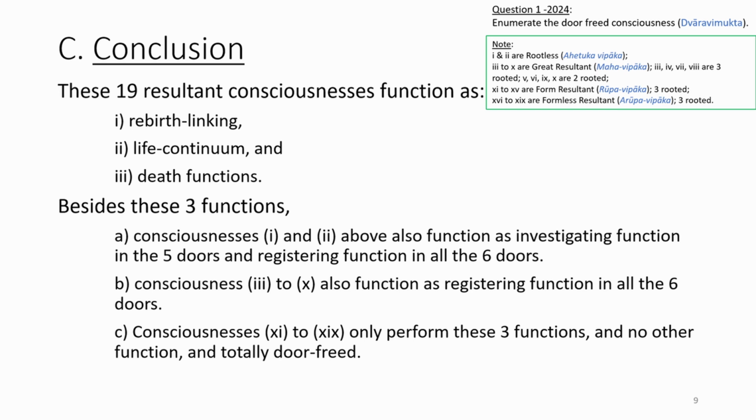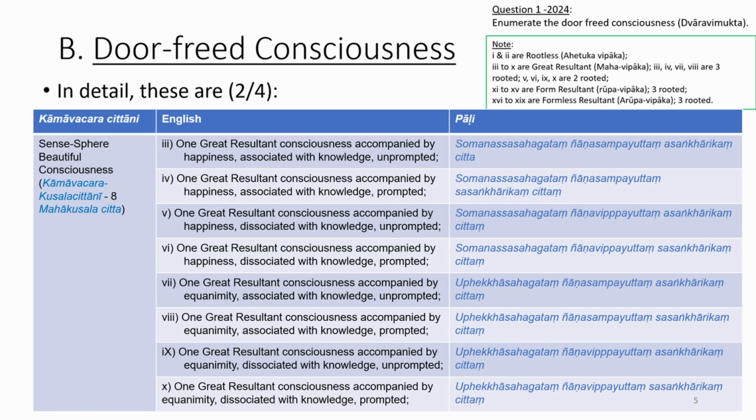And consciousness 3 to 10, which is the maha vipaka citta, also function as registering function, that is tadarammana, in all the 6 doors. It's only the consciousness from 11 to 19, that is the rupa vipaka as well as arupa vipaka, that perform only 3 functions and no other functions, and therefore they are totally door free. With that, I end my presentation.